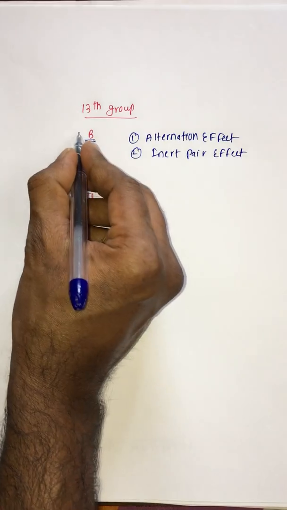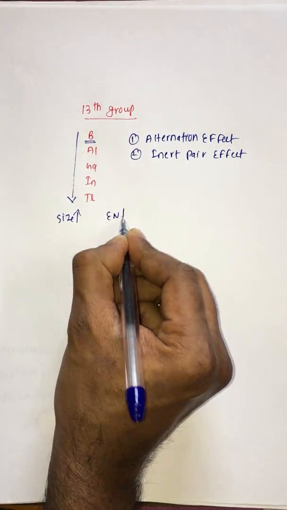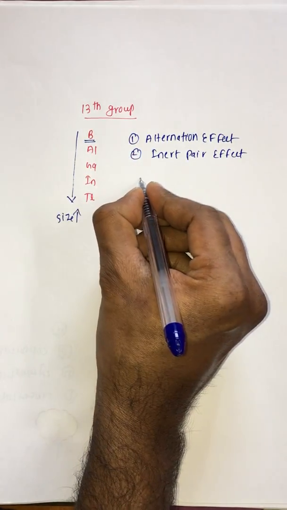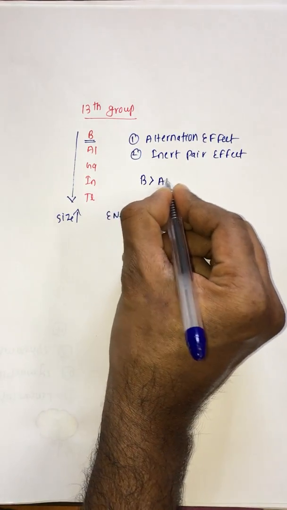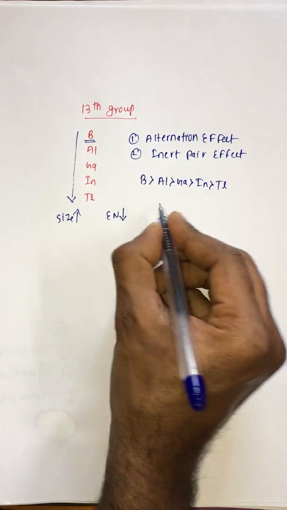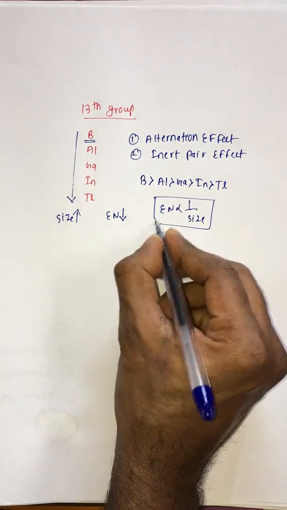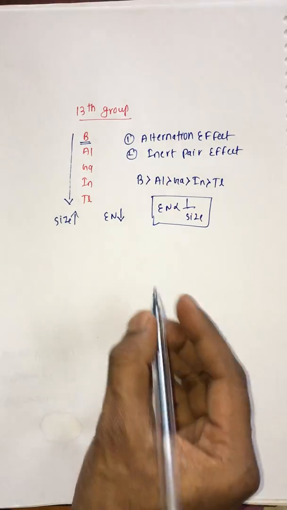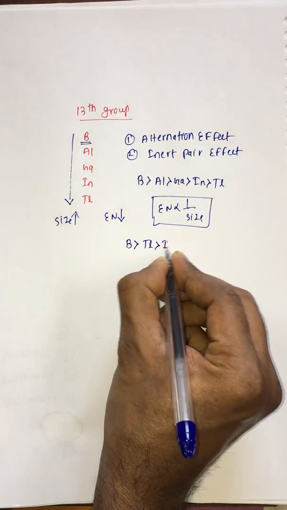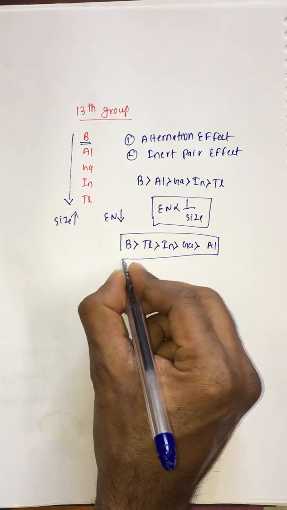As we know, down the group size will increase, so because of that electronegativity should decrease, right? What we are expecting is that electronegativity of boron should be more than aluminum, then gallium, indium, thallium, because electronegativity is inversely proportional to the size. But experimentally, the electronegativity order is boron, thallium, indium, gallium, and aluminum. So this is the electronegativity order.